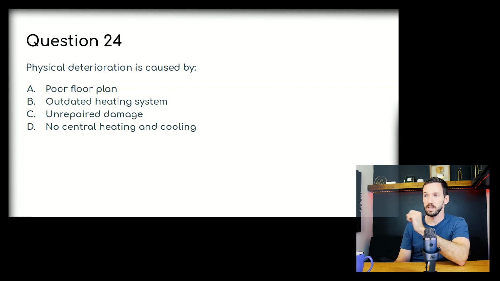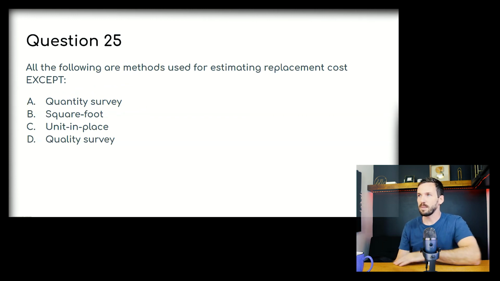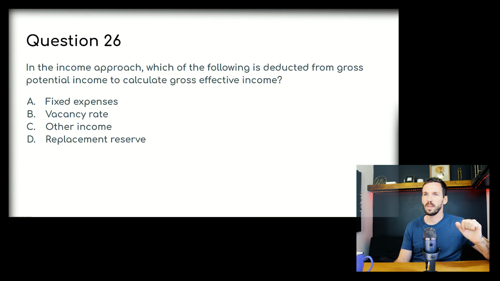Causes physical deterioration. So C is the answer. 25. All of the following are methods used for estimating replacement cost except quantity survey, square foot, unit in place, quality survey. So quantity, square foot, and unit in place, where the cost of replacement is grouped by stages of construction, are all replacement cost methods. D is the answer. It's the one that is not.